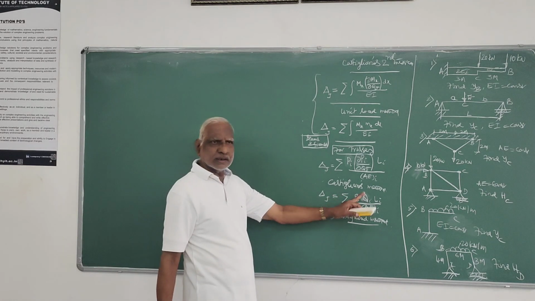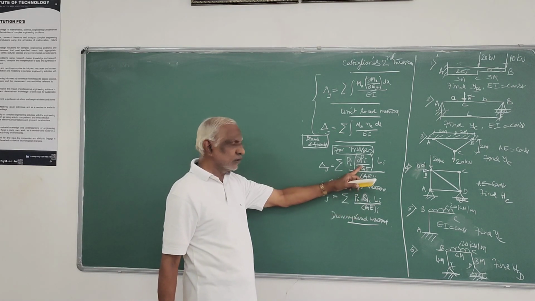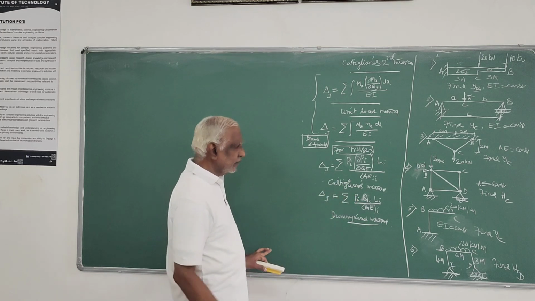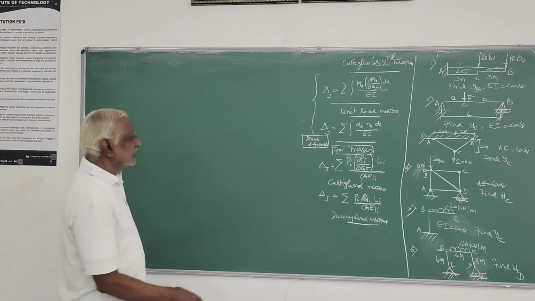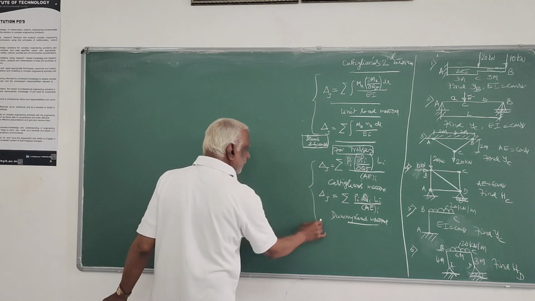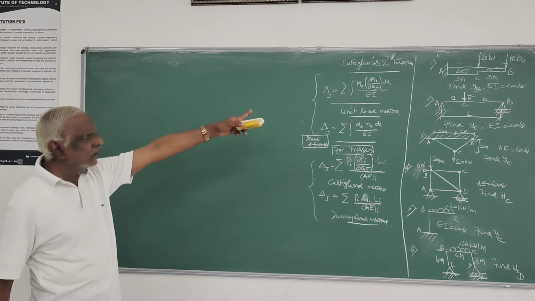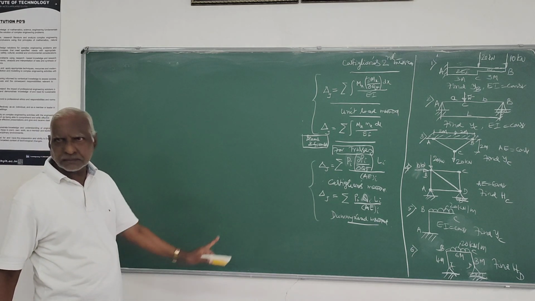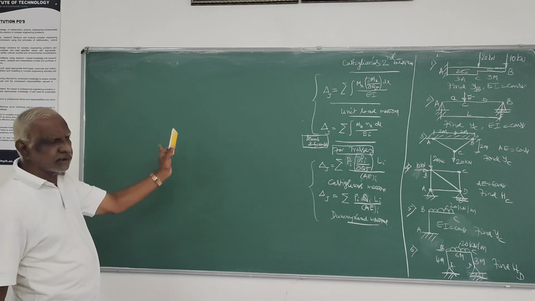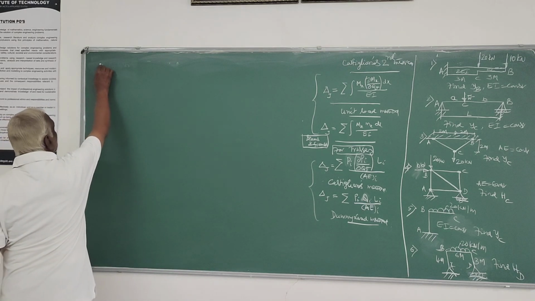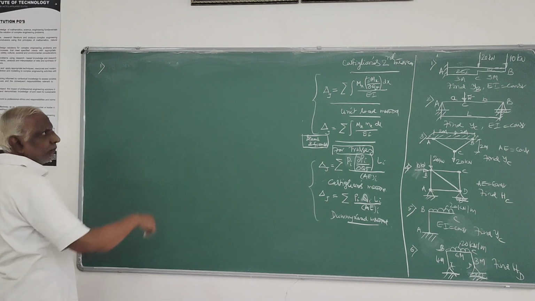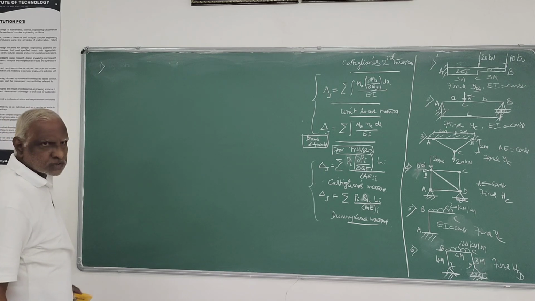This is due to unit load, not dummy load Q, it is unit load. Instead of Q, dummy load, you will apply unit load. So these formulas you can remember for truss structure and beam and frame structure, and you can proceed with that. This I have already derived in the previous class. Now we will take up that first problem by Castigliano's theorem.